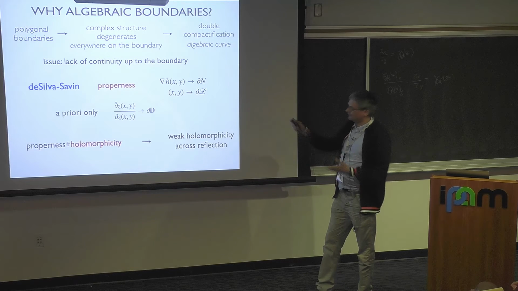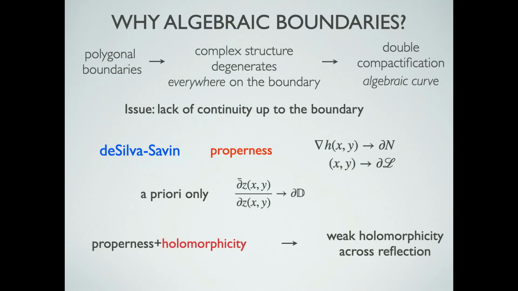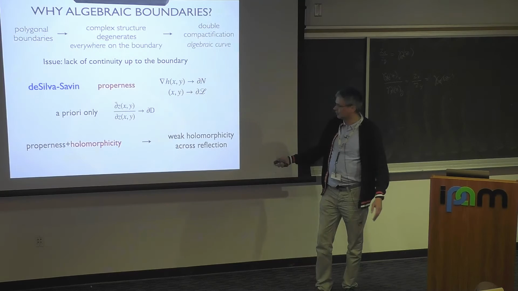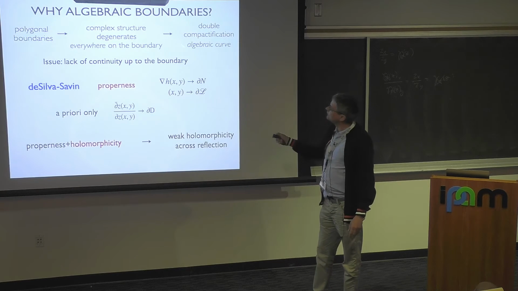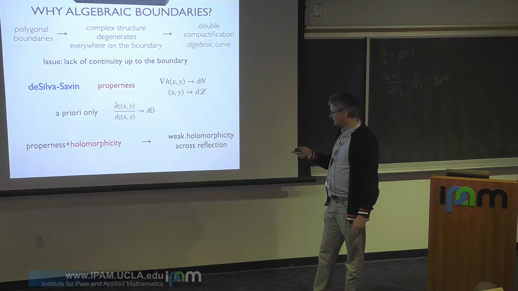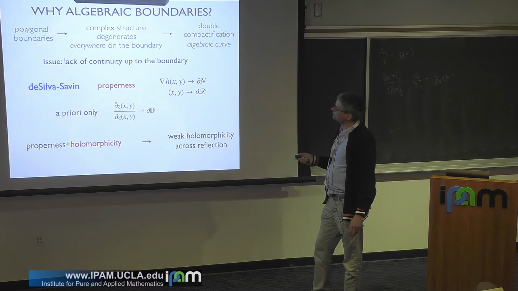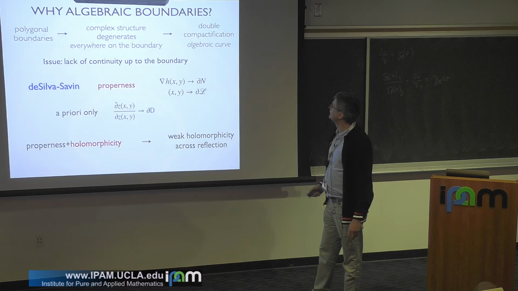But here, this complex Burgers equation helps because we have, after all, some holomorphicity, and then you can just reflect, and then the properness plus holomorphicity ensures the weak form of holomorphicity, which then upgrades to holomorphicity, and then you have no issue anymore, and then you get the algebraic curves from this kind of extremal boundary conditions.